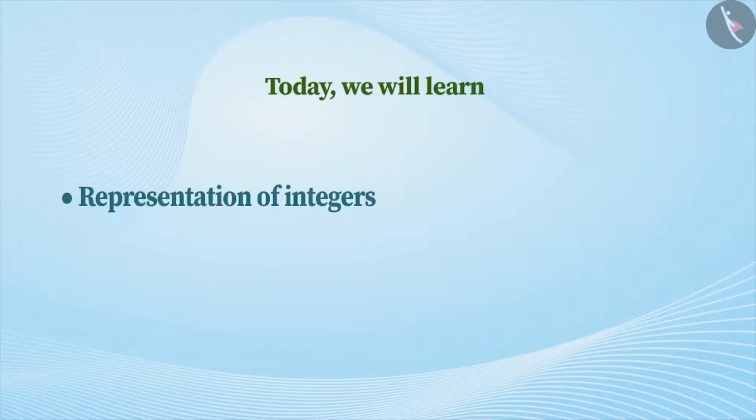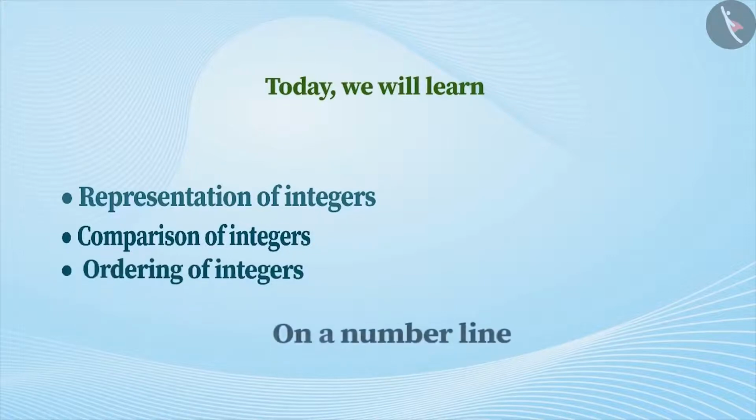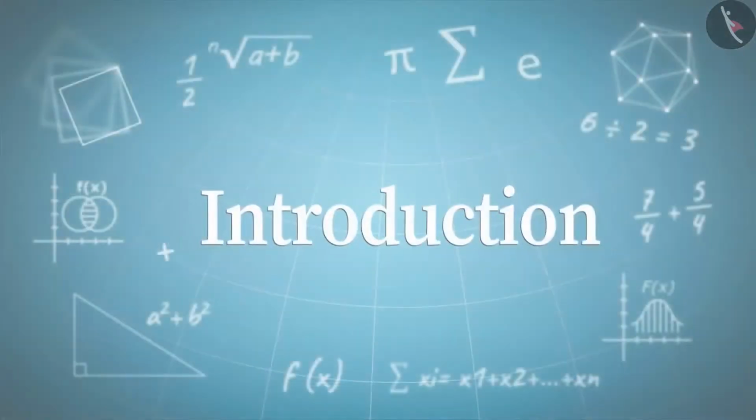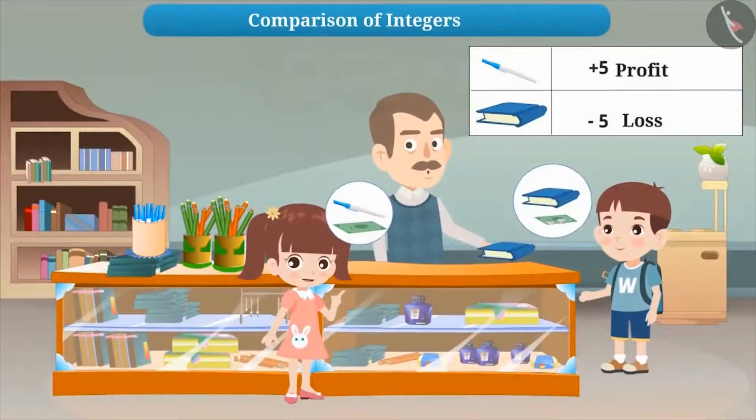Today, we will learn about representation, comparison, and ordering of integers on a number line. Sometimes in life, we come across situations where it becomes necessary to compare two integers. For example, a shopkeeper gains a profit of Rs 5 by selling a pen, but he incurs a loss of Rs 5 by selling a book. Let's compare both integers.